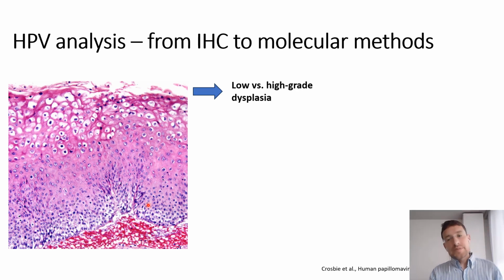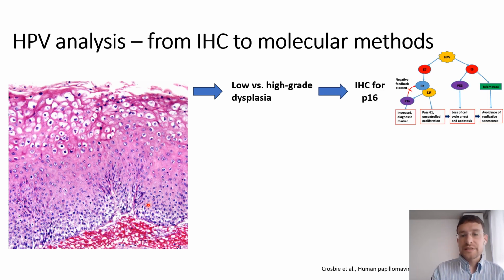So it is sometimes difficult to distinguish between low grade and high grade. In these cases, you may rely on p16 immunohistochemistry, which is overexpressed in case of high-grade dysplasia. In the cervix, it's not a surrogate marker of HPV, like in other locations, for example, a tumor of the head and neck. In this case, you may have an upregulation of p16 in case of high-grade dysplasia.